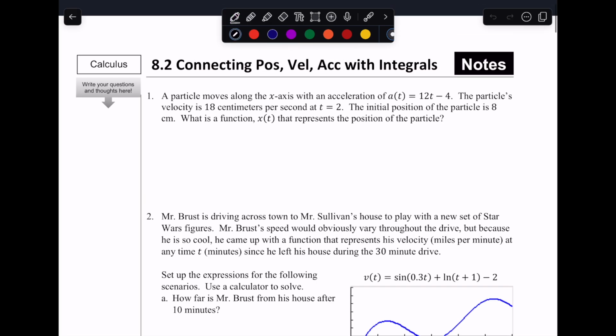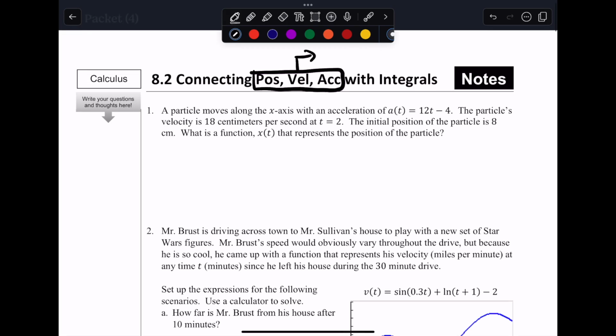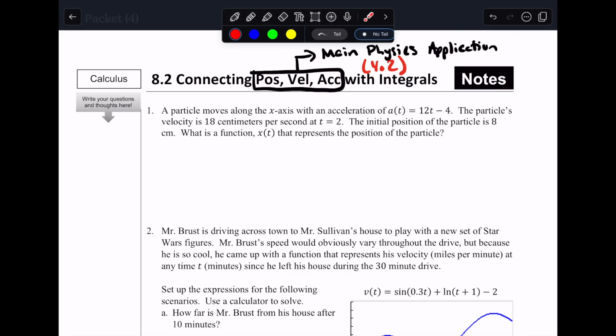One of the things we want to be thinking about as we're entering this lesson is that position, velocity, acceleration is the main physics application for AP Calculus. We've talked a little bit about it already this year, specifically in section 4.2 with respect to derivatives. And now we're flipping the page and talking about it with integrals.